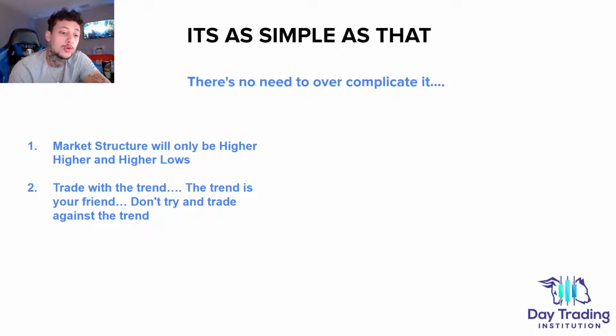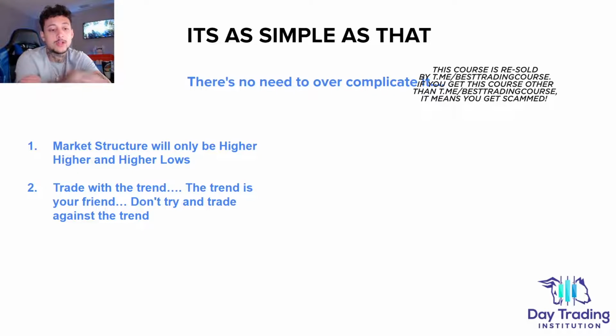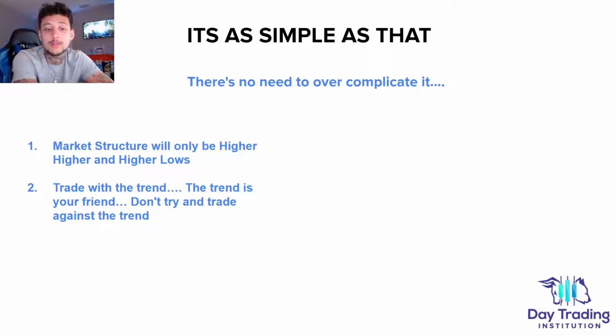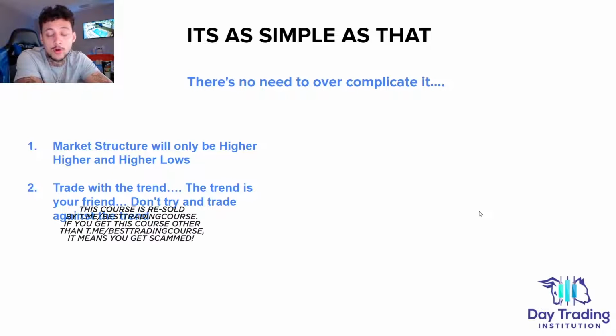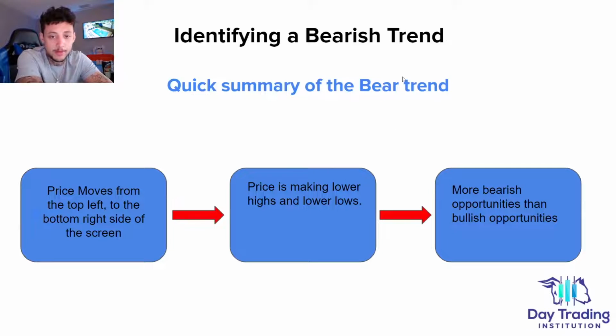Now, when you trade with the trend, you're always going to find higher probability trades. So you always want to be trading with the trend. Another term that you could say within trading is that the trend is your friend. Don't try and trade against the trend ever, because you're going to start taking more unnecessary losses. Now, let's identify a bearish trend.